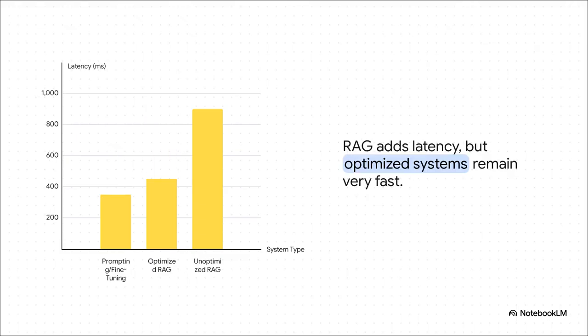But, okay, accuracy is one thing. What about speed? A fine-tuned model is just as quick as a base model. RAG, though, has that extra retrieval step. And if your RAG system isn't optimized, yeah, it can feel slow. But, and this is a really big but, a modern optimized RAG system can be lightning fast, easily staying under that half-second mark that users expect.